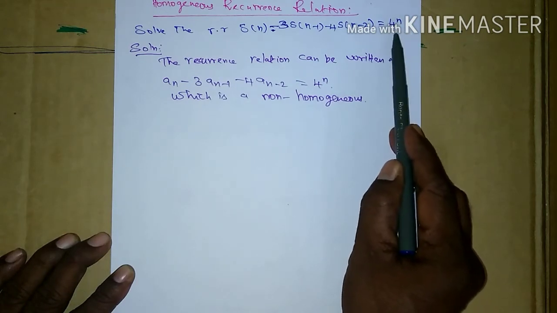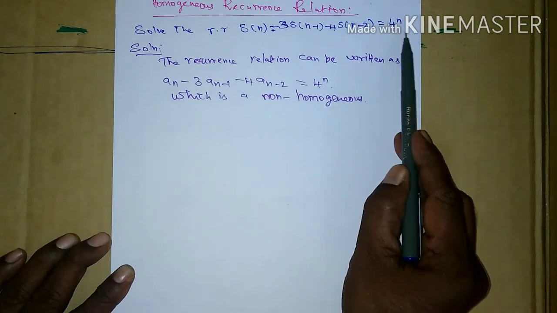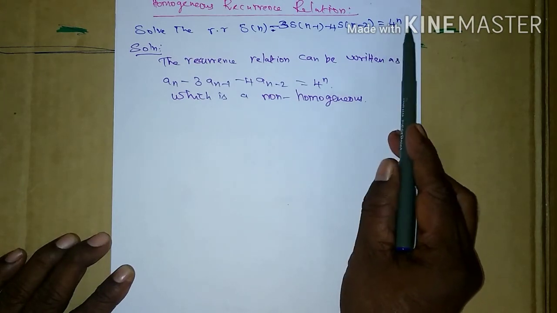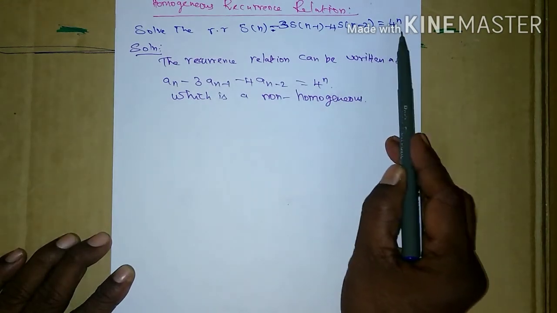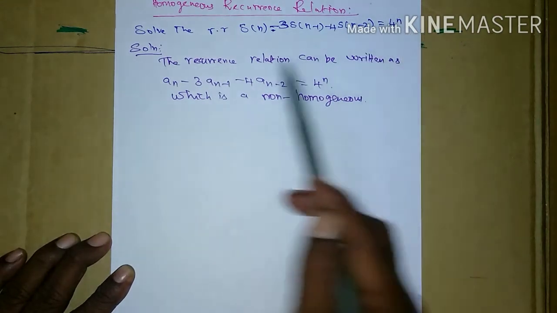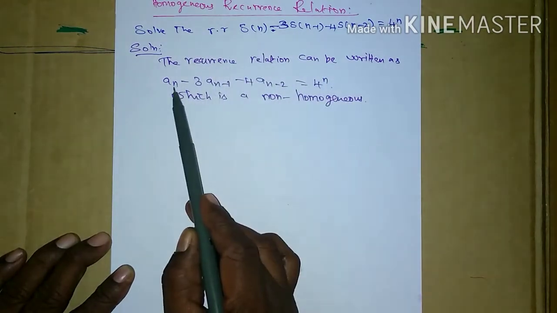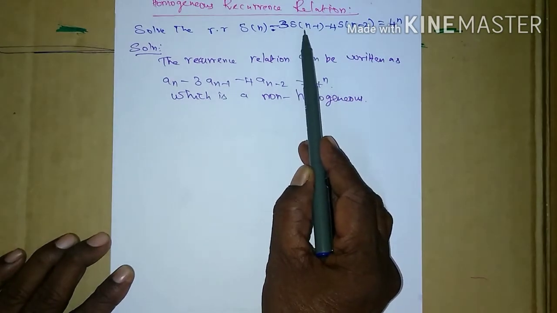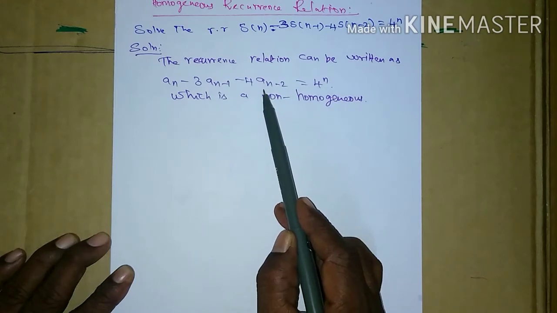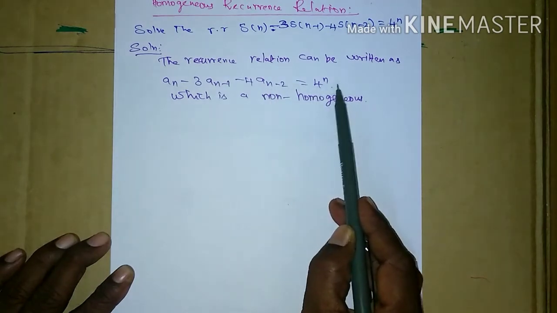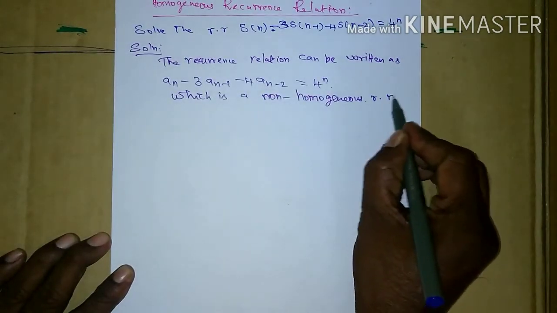If it is in the form of a power n, or linear equation or quadratic equation, then we can say that it is non-homogeneous. If the right hand side is equal to 0, then it is called a homogeneous recurrence relation. The recurrence relation can be written as: s of n is written as an, minus 3 into s of n minus 1 is written as minus 3 into an minus 1, minus 4 into s of n minus 2 is minus 4 into an minus 2, equal to 4 power n, which is a non-homogeneous recurrence relation.